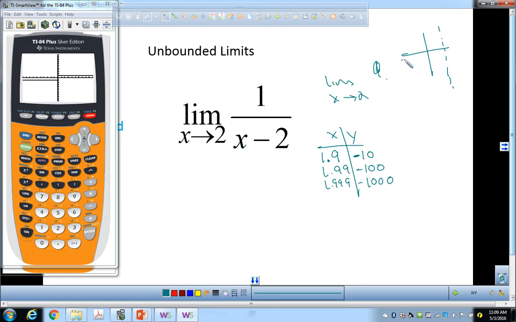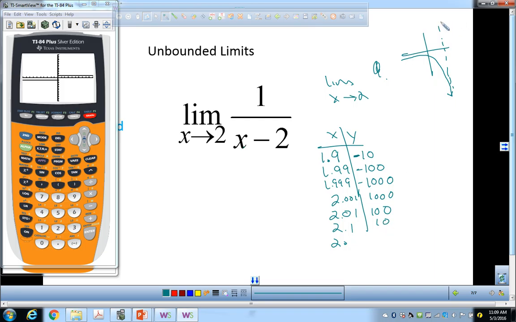So as I get close to 2 from the left, this graph goes down. As I get close to 2 from the right, as in 2.001, I would get 1,000. As I get a little further away, I would get 100. If I get a little closer, I would get 10. If I plugged in 2 in there, maybe should that be 1?